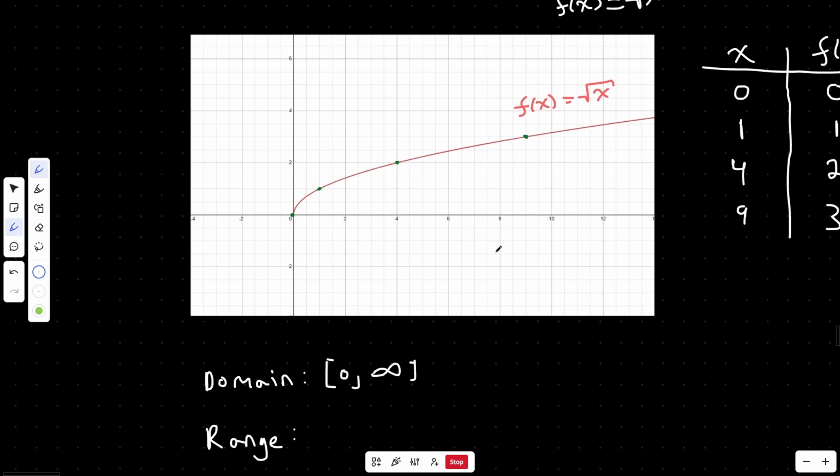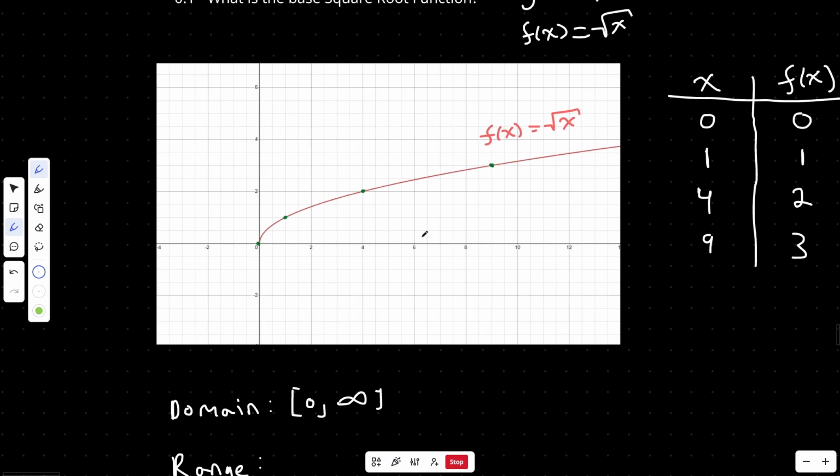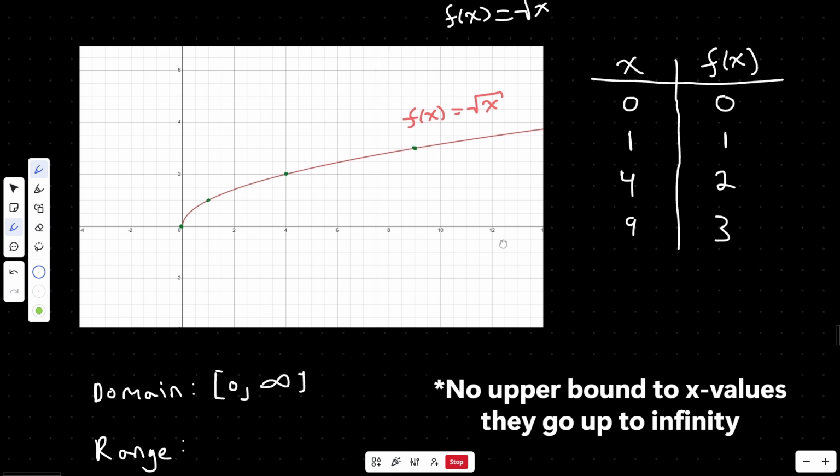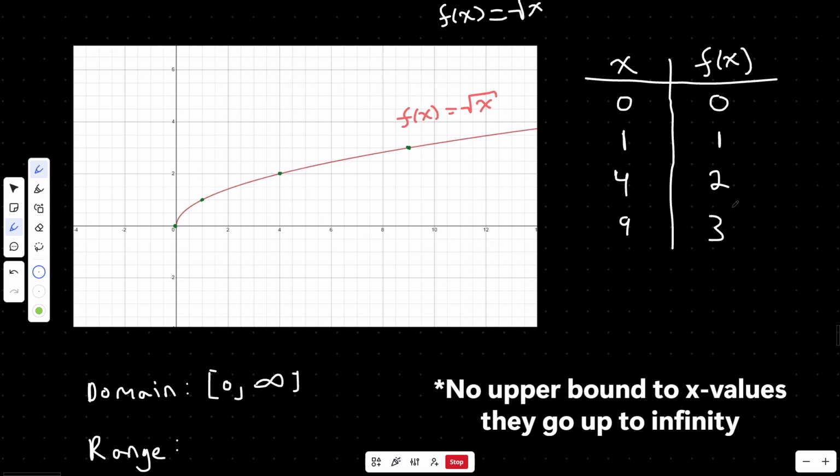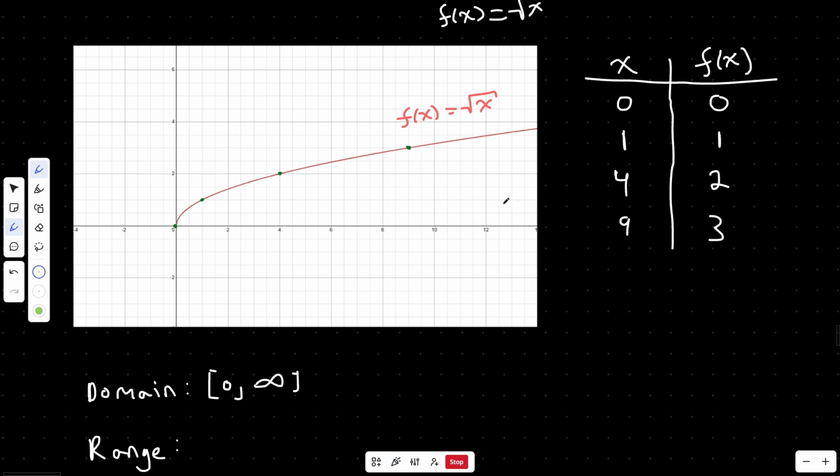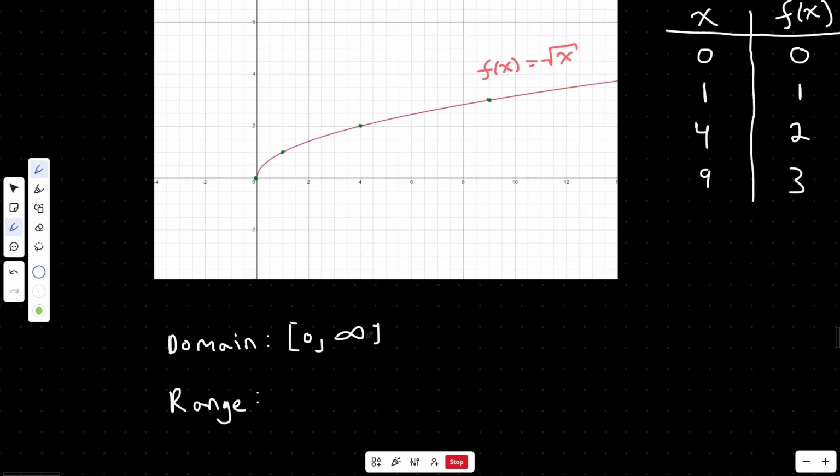So for the domain, it makes sense we include 0 and we go up to infinity because there is no upper bound on the x value you can ever hit. We can keep increasing our x and our y will just increase. In other words, the square root of whatever we're taking will just increase as we increase the x value. So this will go to infinity.